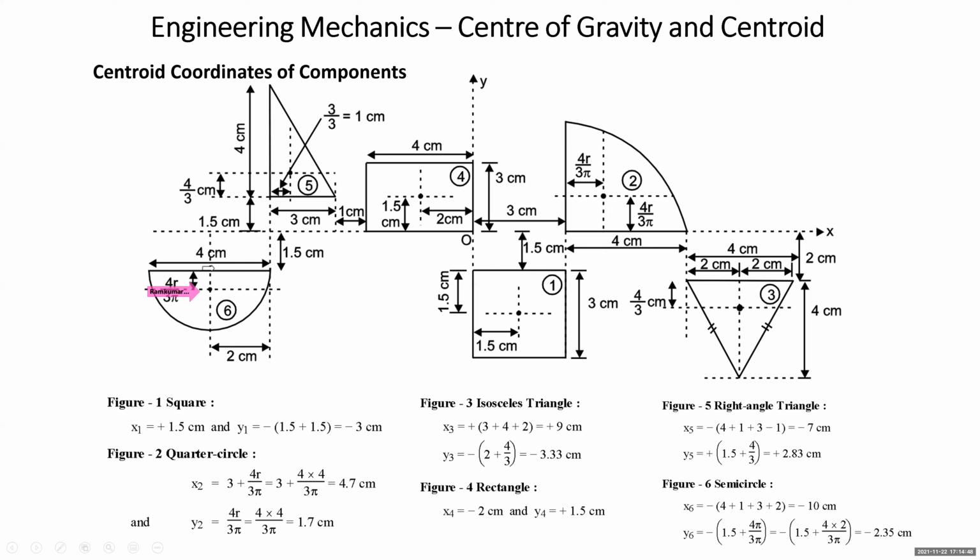Y coordinate, is it below x axis or not? Since the point is below x axis, y coordinate is negative. How do you find it? 1.5 plus 4r upon 3 pi, with a minus sign since it is below x axis. All right. Hope you have understood.